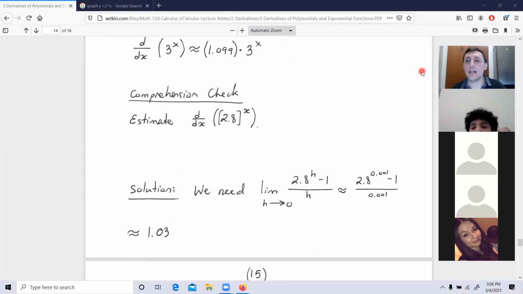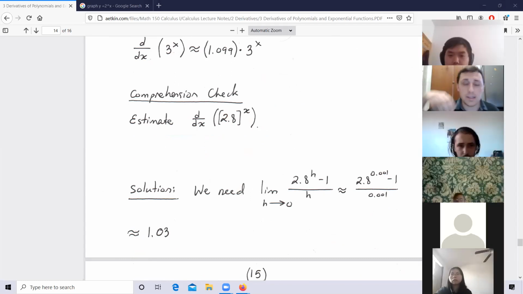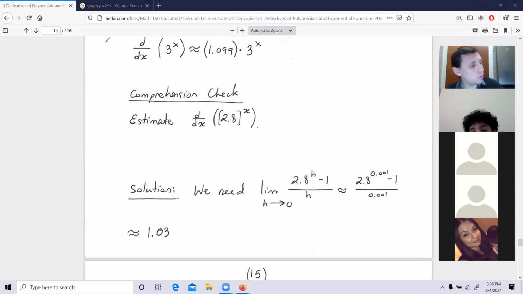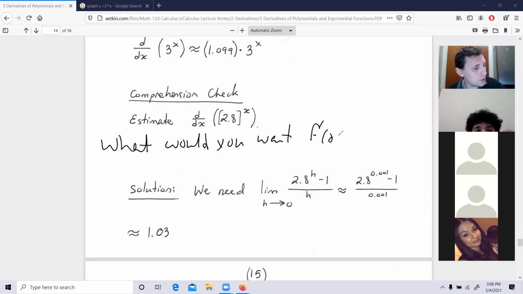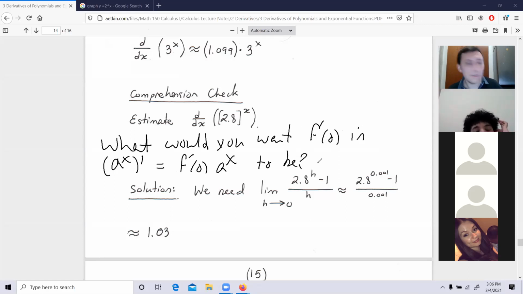Now my question is, guys, if you had to choose among different a's, you see some a's seem to give you a constant more than 1, some seem to give you less than 1. What would be your ideal a? What would you want? Wishful thinking. F prime of 0 in a to the x. You understand my question?